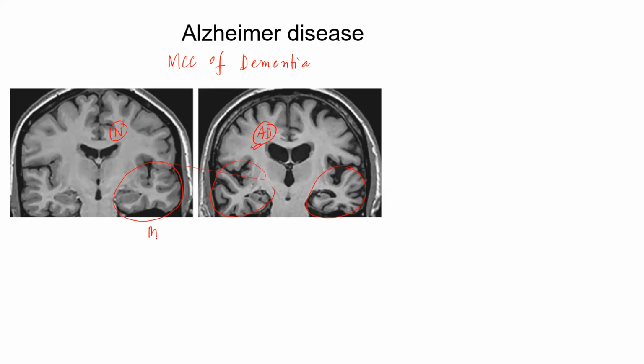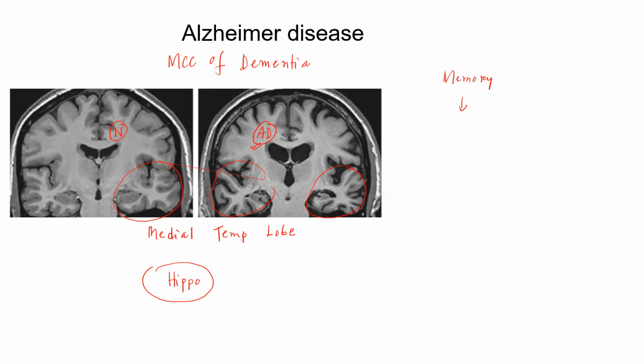So everything starts from the medial temporal lobe. This medial temporal lobe contains the hippocampus, and the hippocampus is required for memory. So initially, these patients will have memory disturbance.